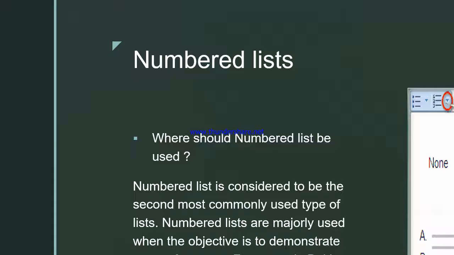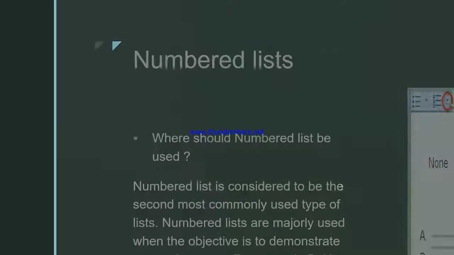Number list is considered to be the second most commonly used type of list. Number lists are majorly used when the objective is to demonstrate steps of processes. For example, baking a cake, how to change the engine oil of the car, and the figure shows the type of formats available in MS Word for the numbered lists. We can use the numerals, we can use the Roman type, we can use the alphabets, and so on.